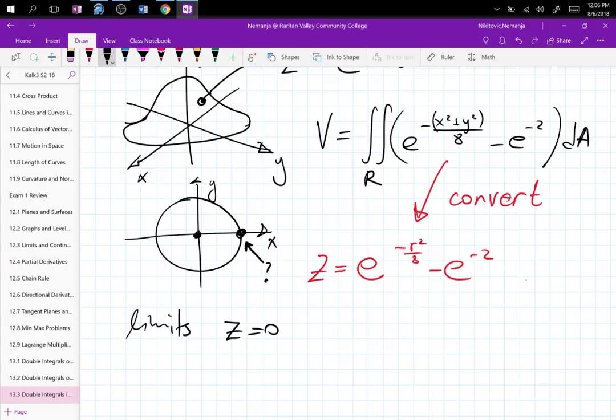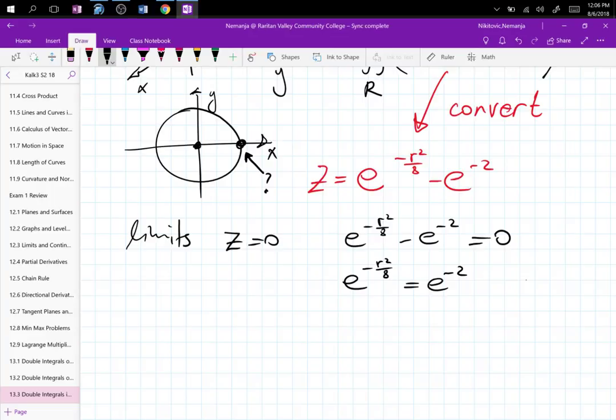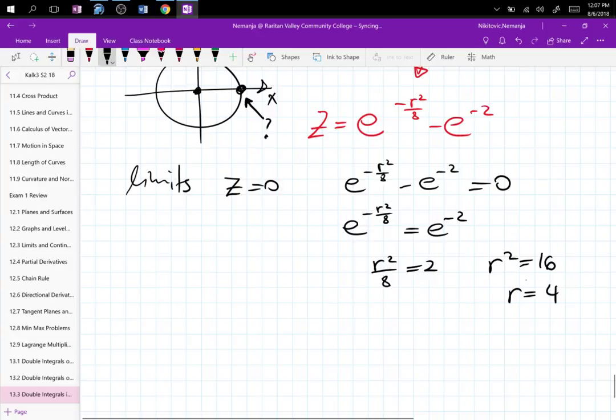This is going to be e to the negative r squared over 8 minus e to the negative 2 equals 0. From where e to the negative r squared over 8 is equal to e to the negative 2. E is equal to e, negative is equal to negative, so r squared over 8 is equal to 2. R squared is equal to 16. R is equal to 4. Don't go positive negative 4, because distances are not negative. This is radius. So limits are 0 to 4.